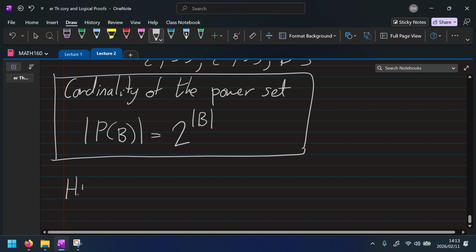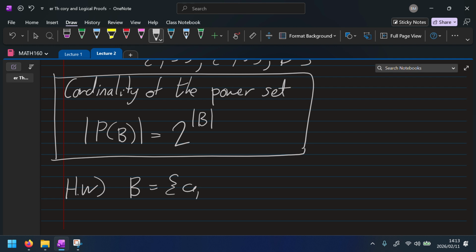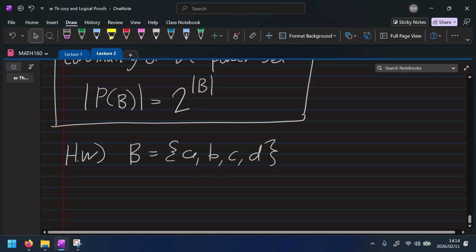So for homework, let's say we have the set B, and it has the elements A, B, C, D. So we have 4 elements in the set. How many total subsets should we have? There's 4 elements. It will be 2 to the 4, which is 16, right? So for homework, write out all 16 subsets. I'll give you 2 for free, empty set and B. The rest is for homework. Write it out, see if you can find all of them.